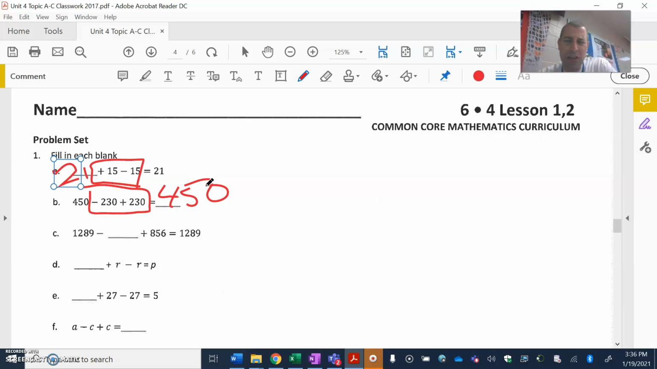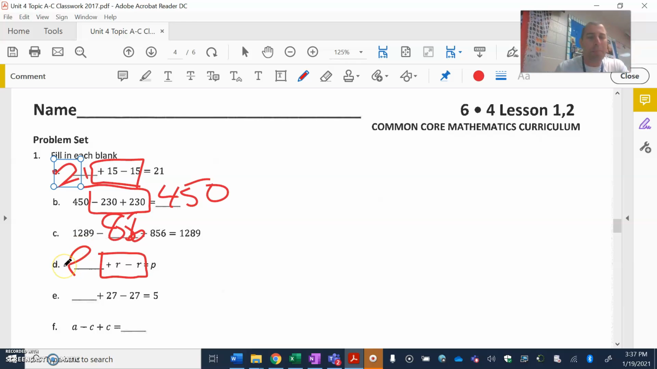All right, part C here. Okay, so we start at 1,289, and we take away something, but then we add on 856. Notice you're right back at 1,289. So again, opposite sets. That should be 856, because if we take away 856 and add it right back on, we haven't changed. Part D, we're looking at some variables. Again, if we notice opposites, we're adding on an R and then taking away an R. We don't know how much R is, but it doesn't matter, because if we add on the same amount and then subtract that same amount away, we're right back where we started. So there's your letter P.